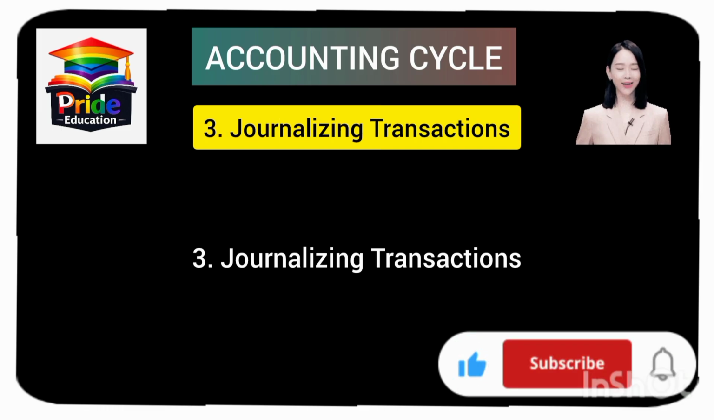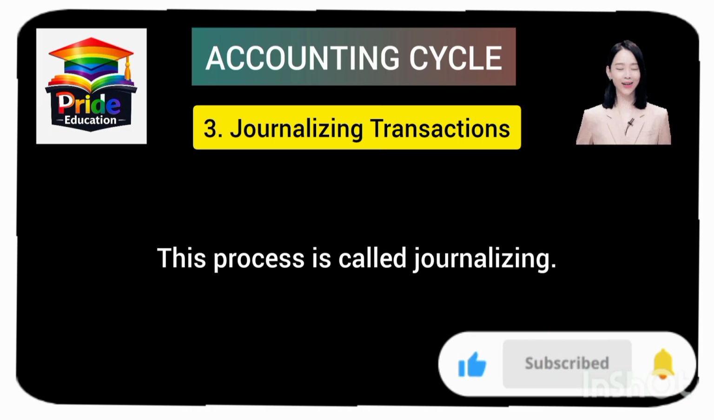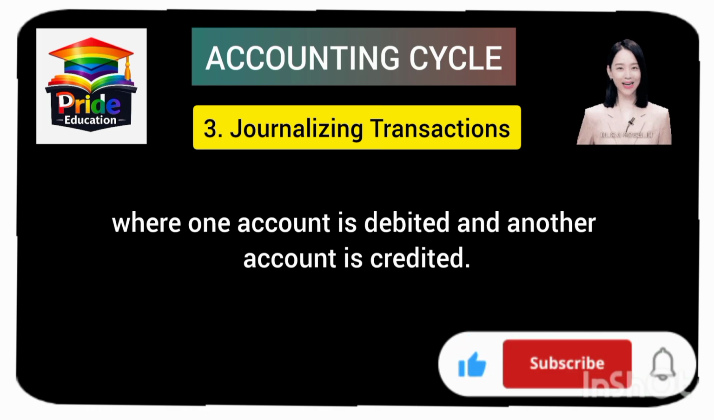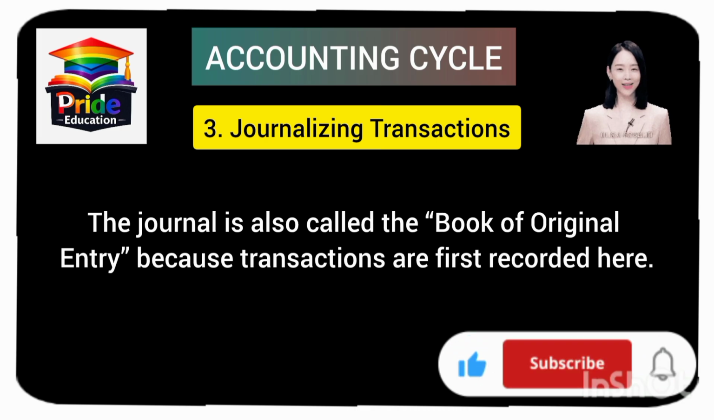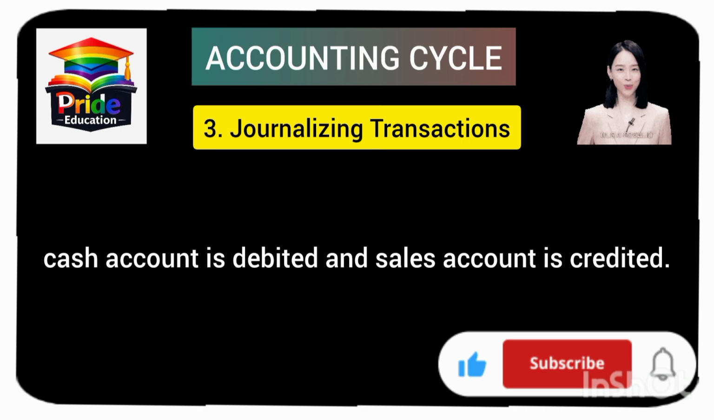3. Journalizing transactions. In this step, transactions are recorded in the journal book in chronological order. This process is called journalizing. Each transaction is recorded using the double entry system, where one account is debited and another account is credited. The journal is also called the Book of Original Entry because transactions are first recorded here. For example, if cash is received from a customer, cash account is debited and sales account is credited.